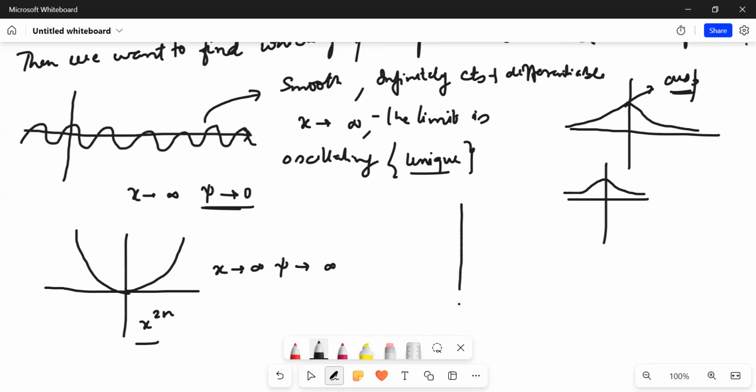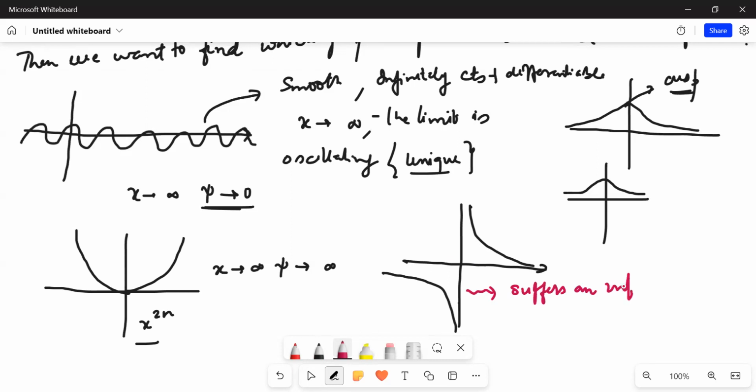Do you really think that this particular graph can be a graph of a physically realizable wave function? Again, no, because I taught you initially also that this cannot be the case, because it suffers an infinite discontinuity at x equal to 0. So clearly, this cannot be the graph of a physically realizable wave function.